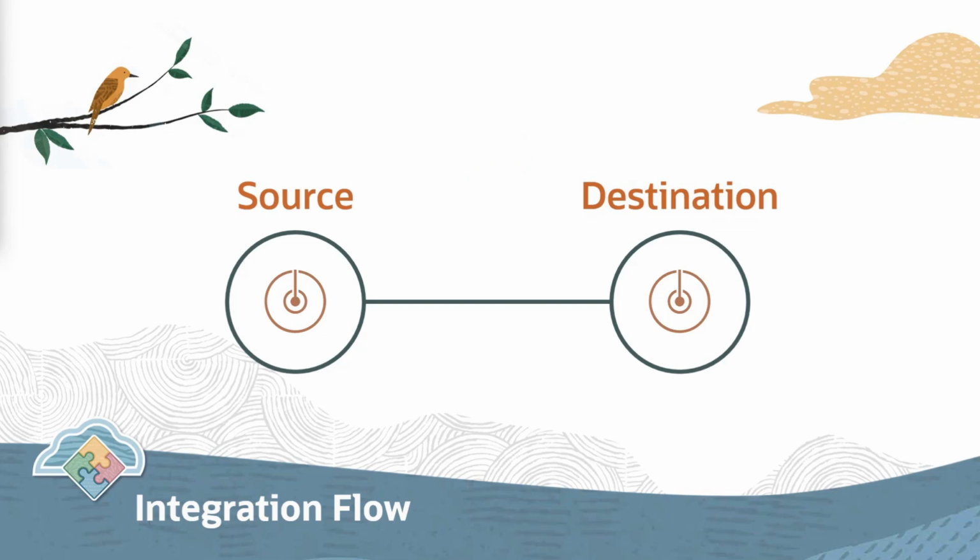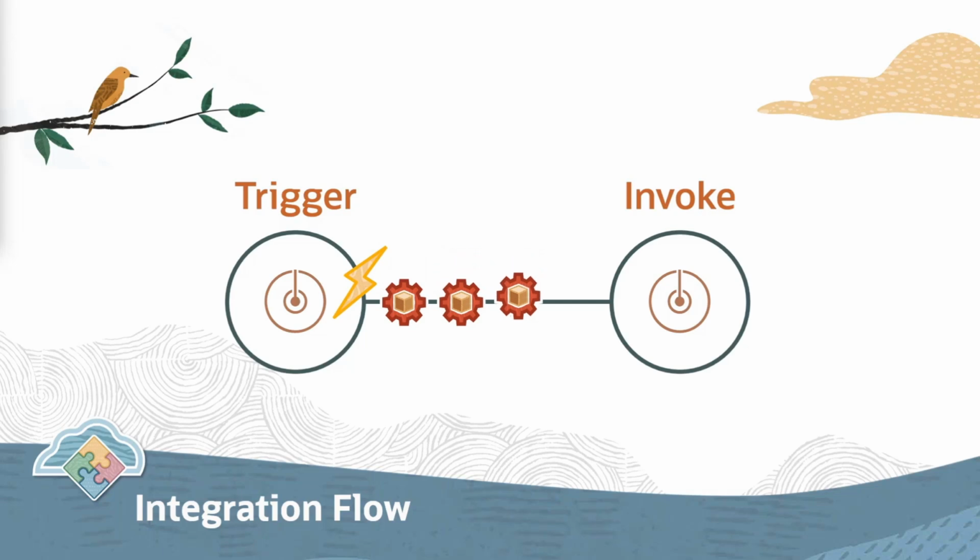Sometimes we use other terms when we talk about source and destination endpoints. The source is also called a trigger, and the destination is sometimes called an invoke. These terms refer to the roles the endpoints play when the integration runs. It might be useful to think about the source endpoint triggering all of the subsequent actions we've defined in our integration. Likewise, it might be helpful to think about the integration calling or invoking interaction with the destination application.